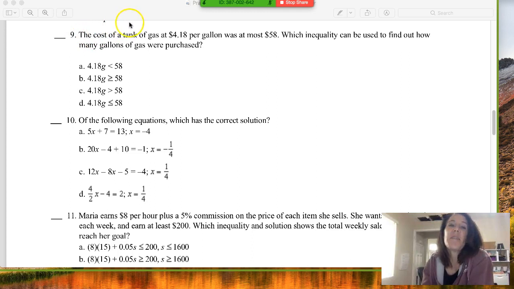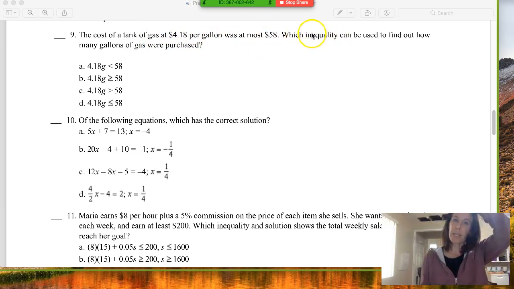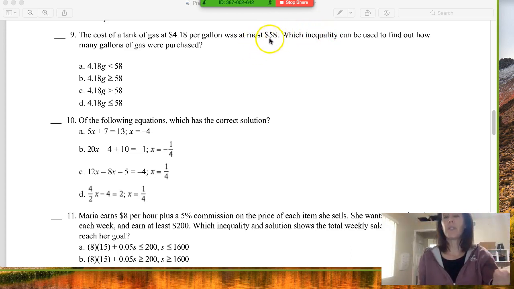All right, the cost of a tank of gas is 4.18 per gallon and was at most $58. Okay, so the cost of a tank of gas at 4.18 per gallon was at most $58. Which inequality can be used to find out how many gallons of gas were purchased? So depending on the size of your tank, based on this, you're at most going to pay this, okay? How many gallons were purchased?